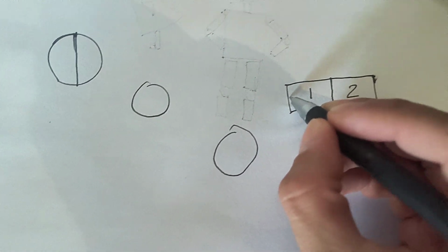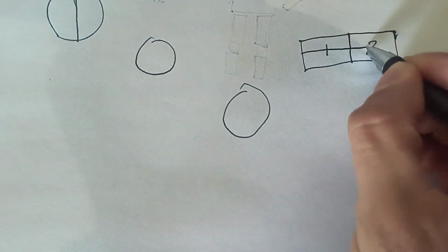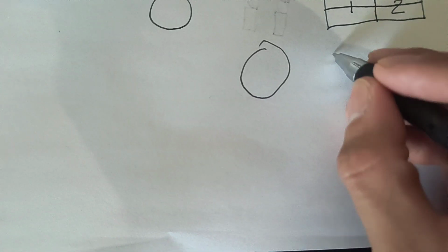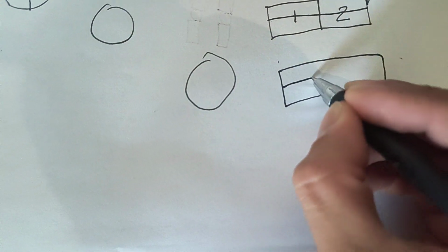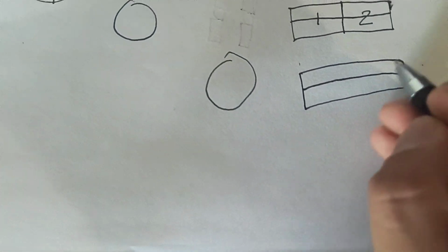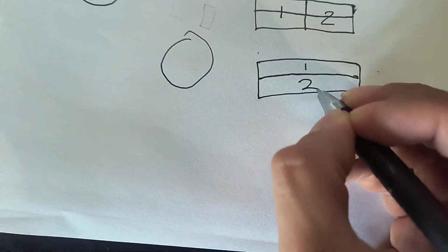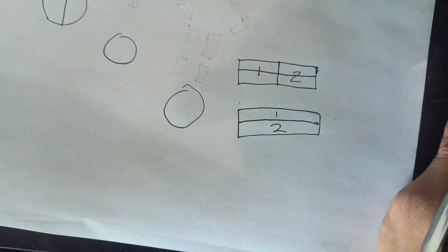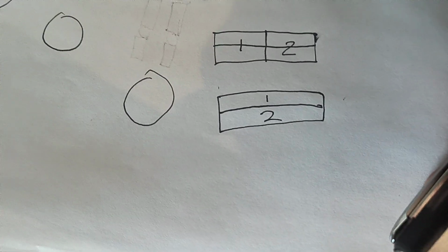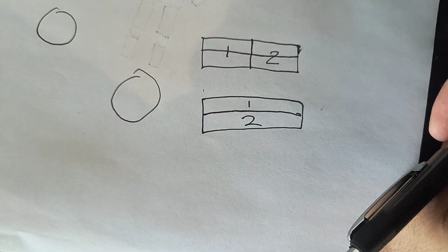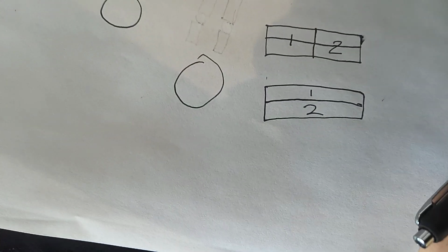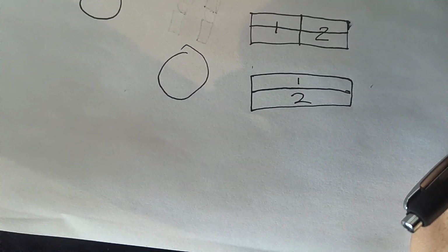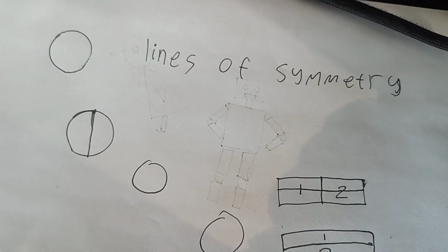I could also split this rectangle in the middle like this. If I were to split a rectangle in the middle like this, I would create two rectangles, rectangle 1, rectangle 2, and they would both be the same shape and the same size. They'd both be rectangles, and they'd both be congruent. So that line down the middle would be a line of symmetry.